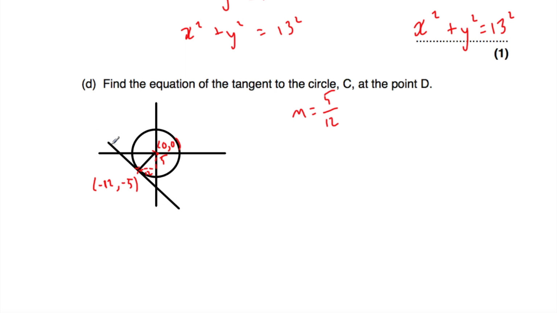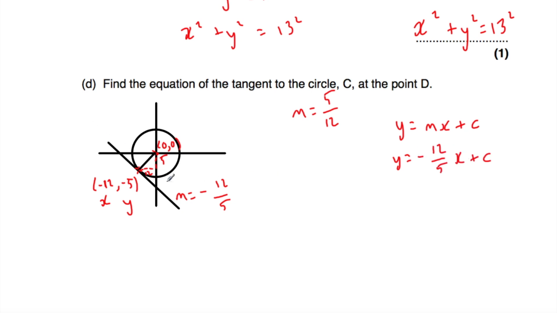That means the gradient of the tangent will be the negative reciprocal of that. So for the tangent, m would be the negative reciprocal. It's positive, so we change the sign to negative, and then take the reciprocal of 5/12, which is 12/5. So the gradient of the tangent is negative 12/5. That's fantastic. We now know the gradient of the tangent, and we know a point on the tangent, the point D. We can now find its equation. Because it's a straight line, its equation will be in the form y equals mx plus c. Substituting in the gradient, we have y equals negative 12/5 x plus c.